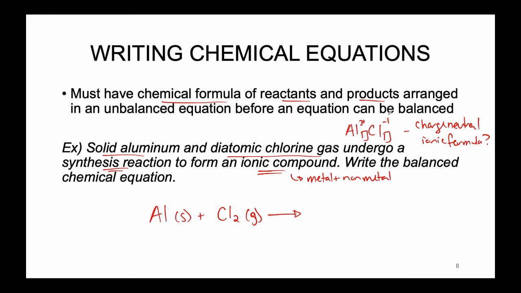Both of these charges would get aluminum and chlorine a complete octet. So if we want to mix aluminum with a 3+ charge with chlorine that has a 1- charge, we will need 3 chlorines and 1 aluminum in order to make a stable ionic compound.